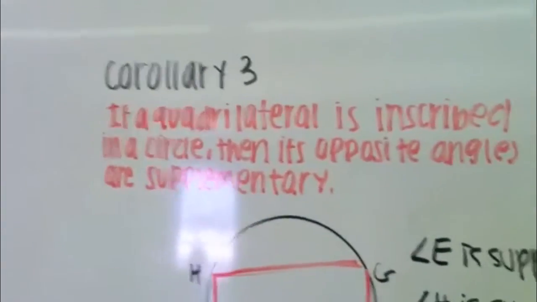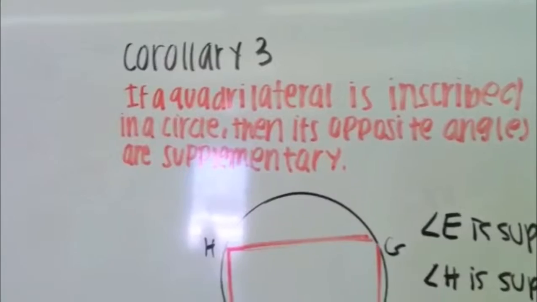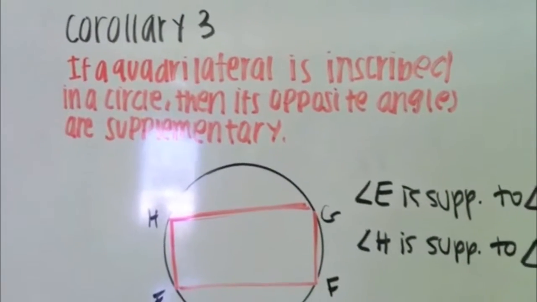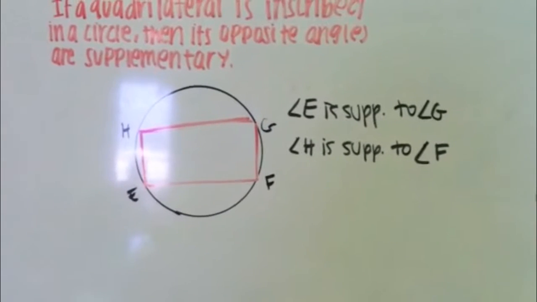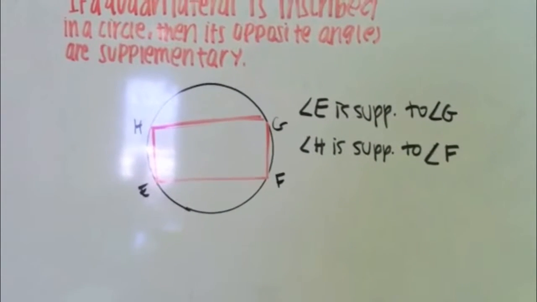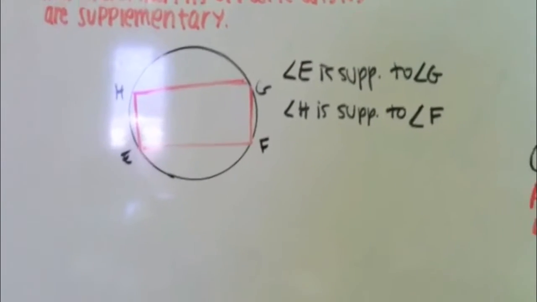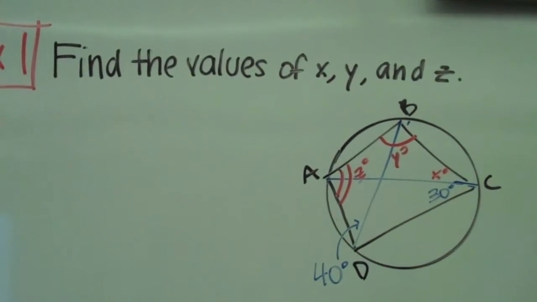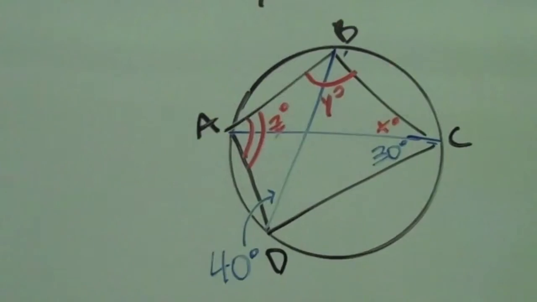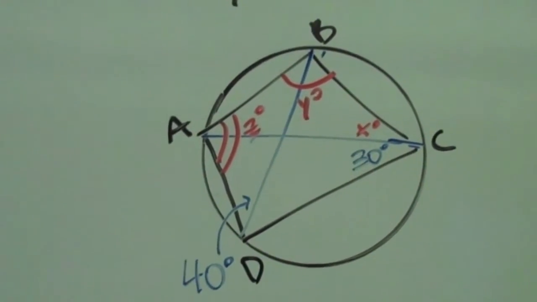Corollary 3. If a quadrilateral is inscribed in a circle, then its opposite angles are supplementary. Angle E is supplementary to angle G, and angle F is supplementary to angle H. Find the values of x, y, and z. Now you solve the problem.